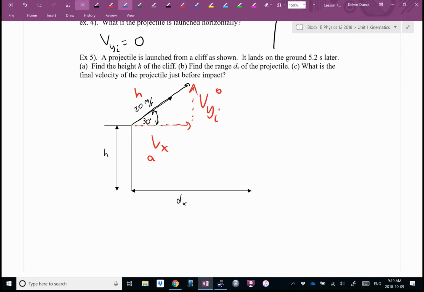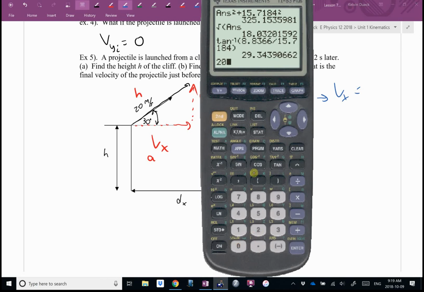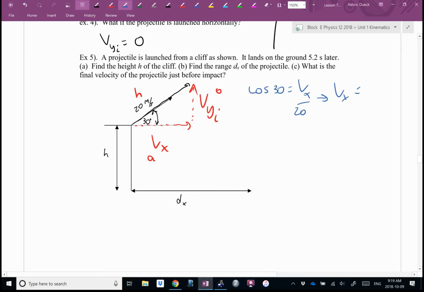So we're going to get cos 30 equals Vx over 20. Vx is 17.3205. And then I think Vy initial is going to be sine 30 times 20. That one should work out dead even to 10, I believe, yeah?